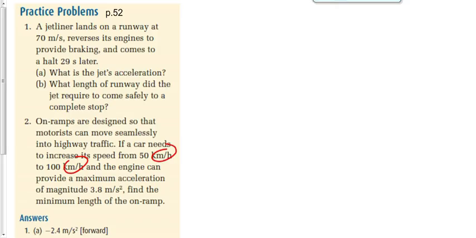All right, let's write down some givens here for question number 2 now. It says on-ramps are designed so the motorists can move seamlessly, and so on. Increase the speed from 50 to 100 kilometers per hour. Something's going to be 50 kilometers per hour, and something's going to be 100 kilometers per hour. Tell me what the 50 is. Simon? Good. That's going to be VI, initial velocity, 50 kilometers per hour. Now, is that north, south, east, west? We don't really know, do we? It's the positive direction, whatever that is.